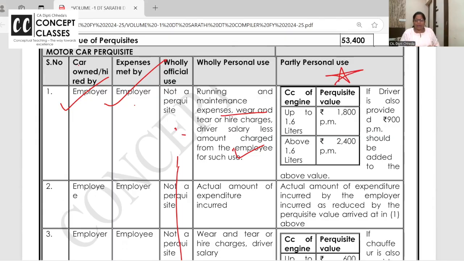Car is the employer's, expenses by the employer, right? Then partly used here and there. If the CC capacity is up to 1.6 liter, 1800 per month. Above 1.6, 2400 per month. If a driver is also provided, 900 for the driver or chauffeur. If the car's capacity is up to 1.6, 1800. Above 1.6, 2400. Clear to all of you?